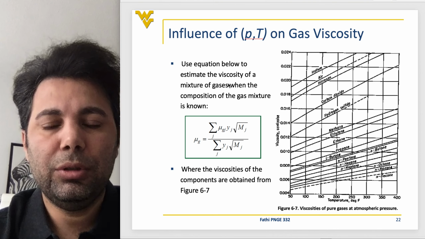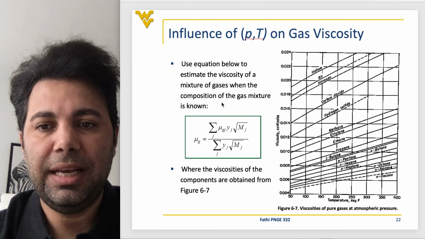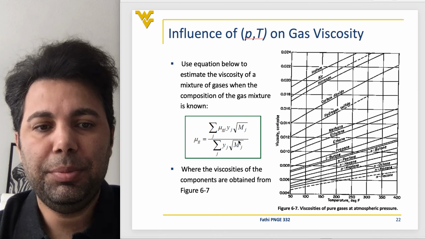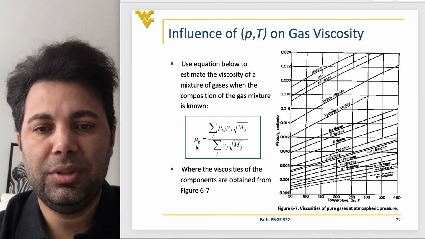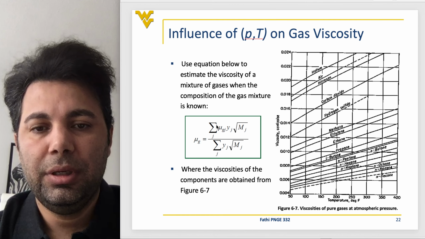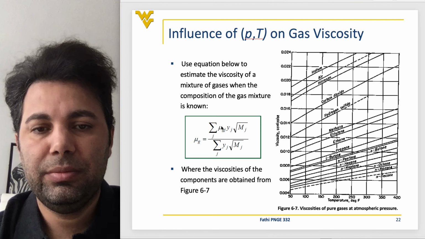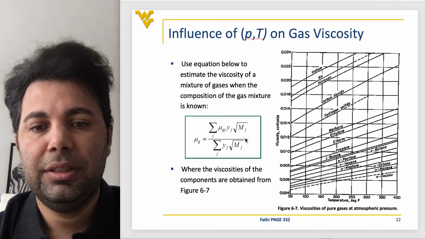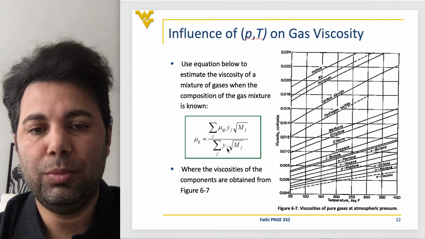Now we are going to see how we can find the gas viscosity at reservoir condition. For that purpose, we are going to use this equation. This equation says the viscosity of gas is equal to the summation of the viscosity of every component of the gas times the mole fraction of that component times the square root of the molecular weight of that component, divided by the summation of mole fraction of every component times their square root of molecular weight.